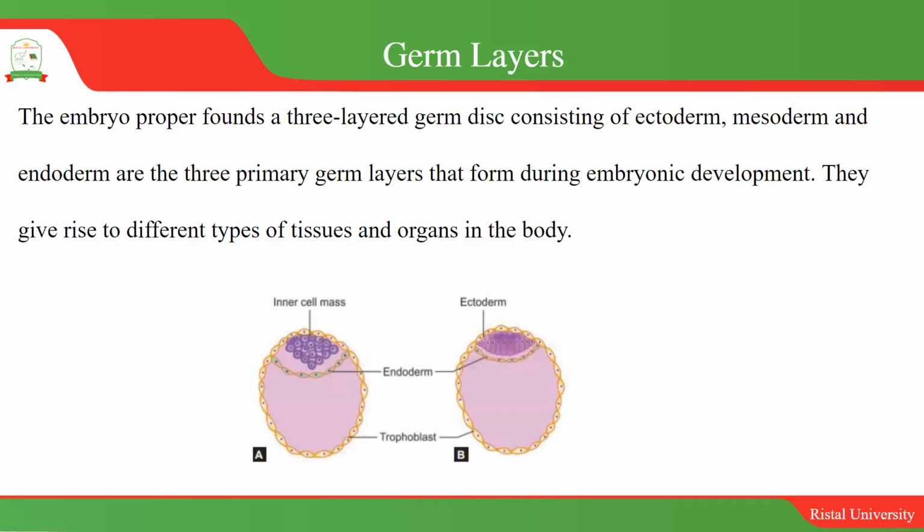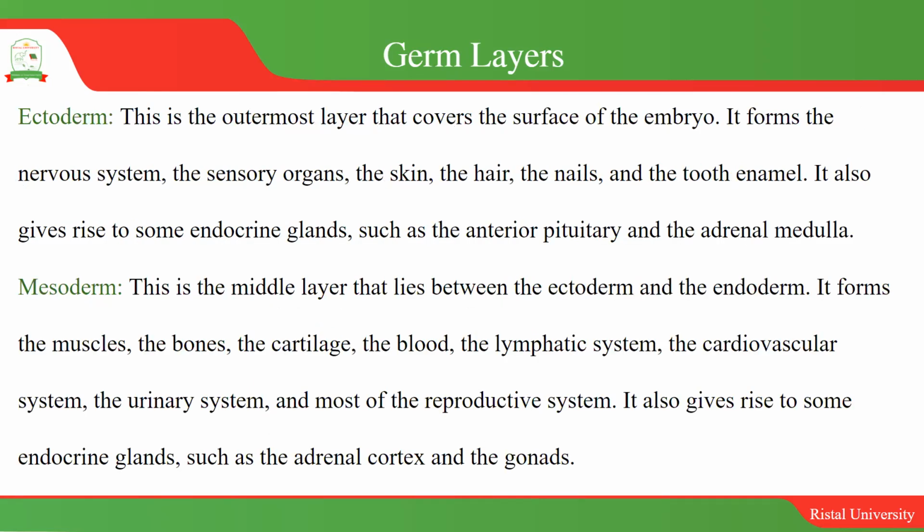So the germ layers that we have been talking about are very important because we have organs arising from them. So we need to know which organs arise from which germ layer or germ disk. So the ectoderm gives us the central nervous system, the sensory organs, the skin, the hair, the nails, the tooth enamel. Some endocrine glands, such as the anterior pituitary and the adrenal medulla, also come from the ectoderm.